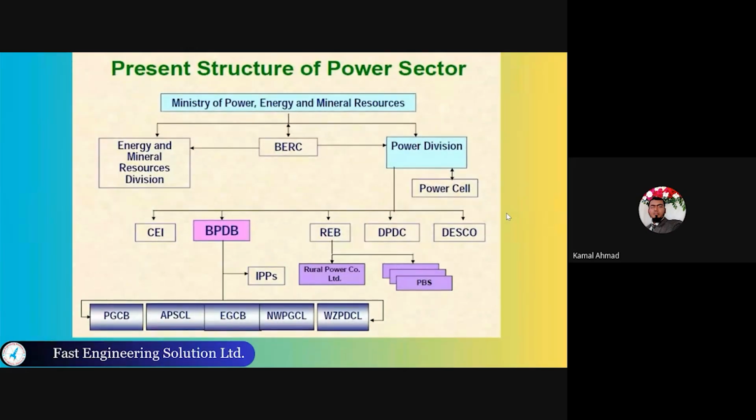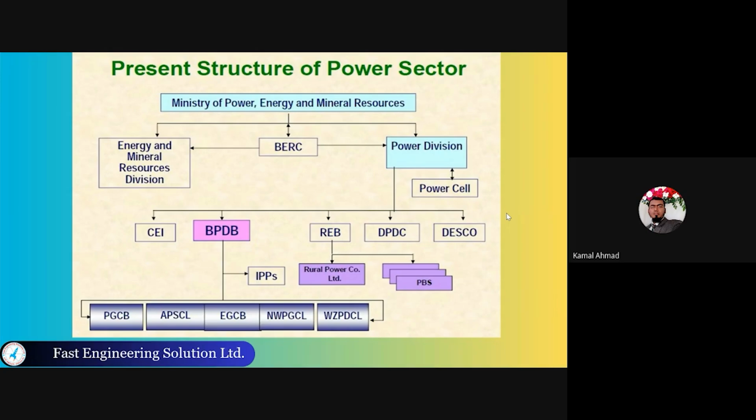Now we are seeing the present structure of our power sector. The main regulatory area here is the Ministry of Power, Energy and Mineral Resources, under the Ministry of Prime Minister. In this area, we have two different divisions: the Power Division, which controls the power sector, and the Energy and Mineral Resources Division, which controls the energy and natural resources of Bangladesh. And the regulatory authority is the Bangladesh Energy Regulatory Commission, which controls the energy prices.